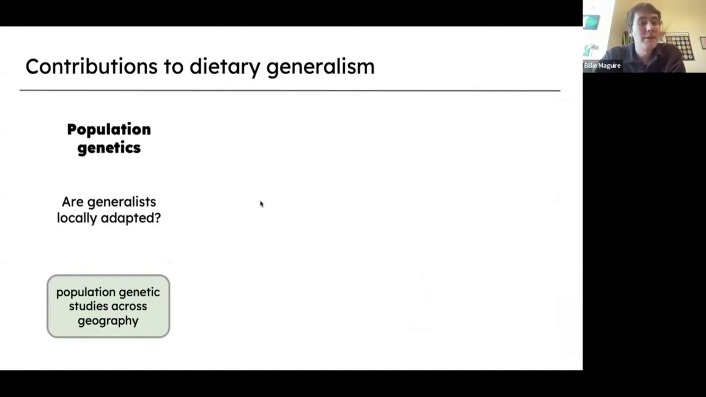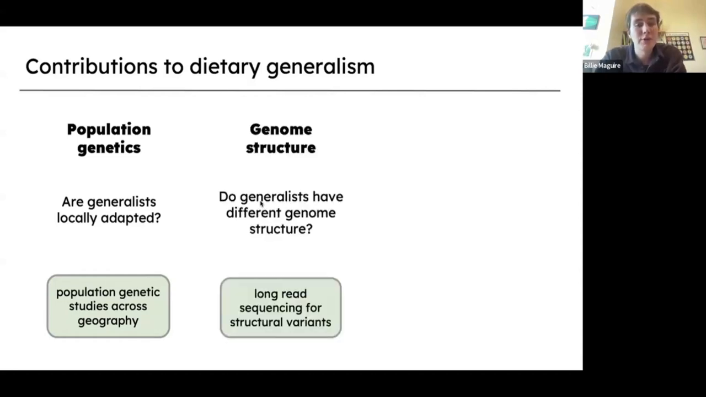And so one thing we can think about is population genetics, and we can ask whether generalists are locally adapted, and we can address this with population genetic studies across geography. Next, we can ask if the genome structure or genetic architecture of generalists is different. Do generalists have a different genome structure? And we can address this with long-read sequencing to detect structural variants.